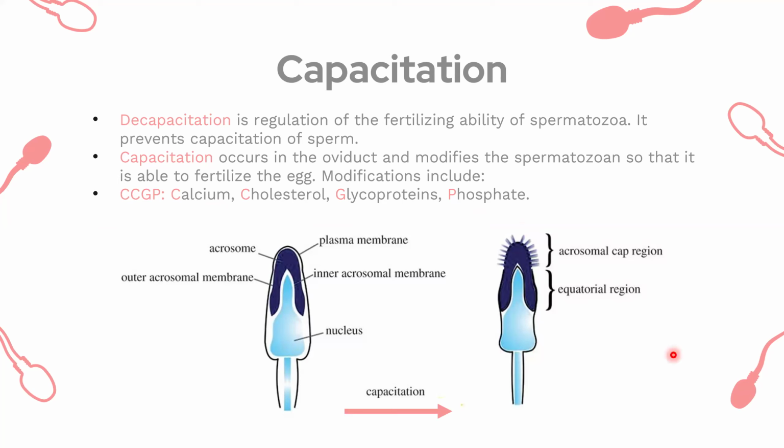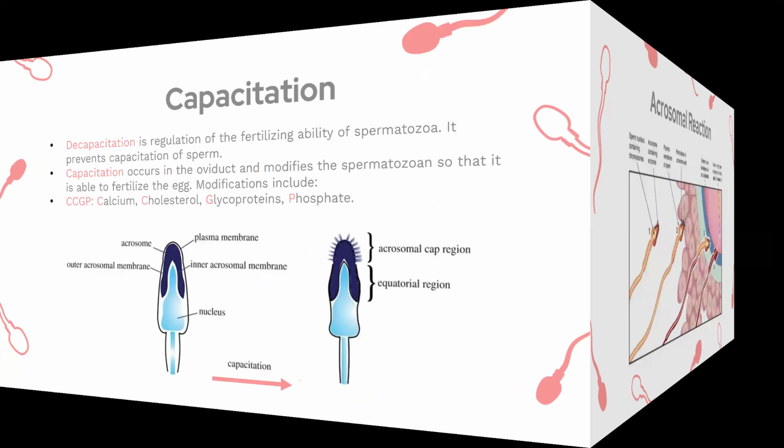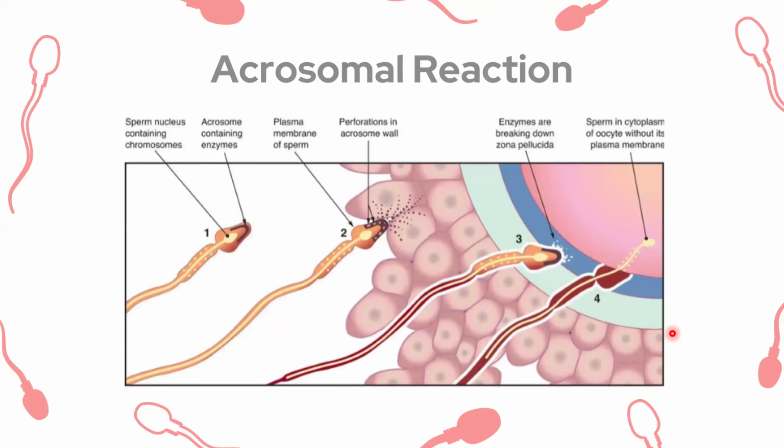Okay, we said that now the acrosome is exposed, we're ready to go, but what does the acrosome actually do? It participates in this acrosomal reaction where it releases enzymes, it perforates into the zona pellucida, which you guys can see here, okay? It wants to perforate into the zona pellucida, and in order to do that, it is going to secrete its enzymes, its proteases.